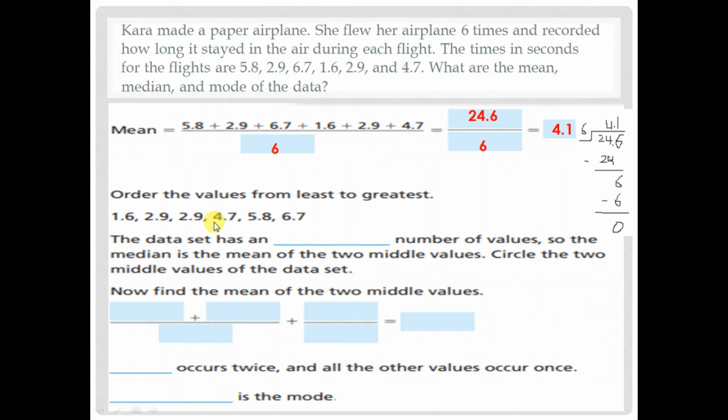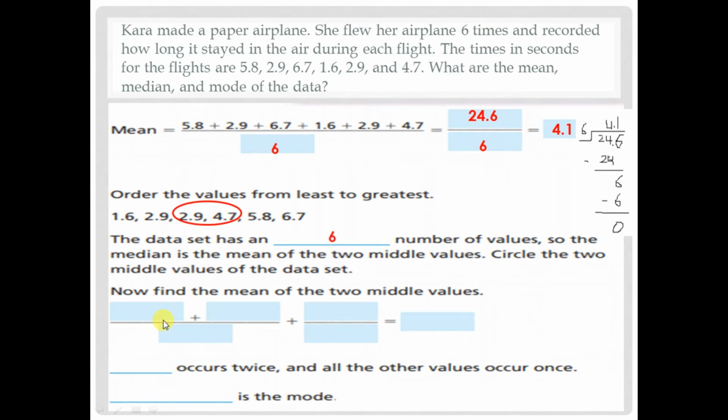This means I have two numbers in the middle. Let's circle them. It is 2.9 and 4.7. Now I need to find the mean, or the average, of them. So I have to add them together, then divide by how many numbers there are. How many numbers? They are two numbers.